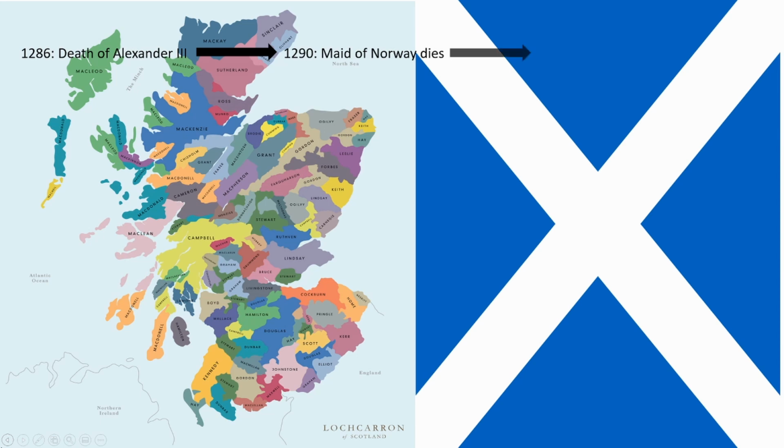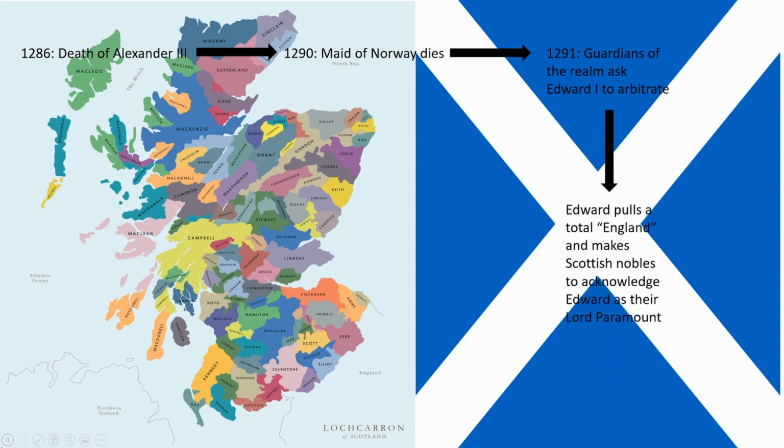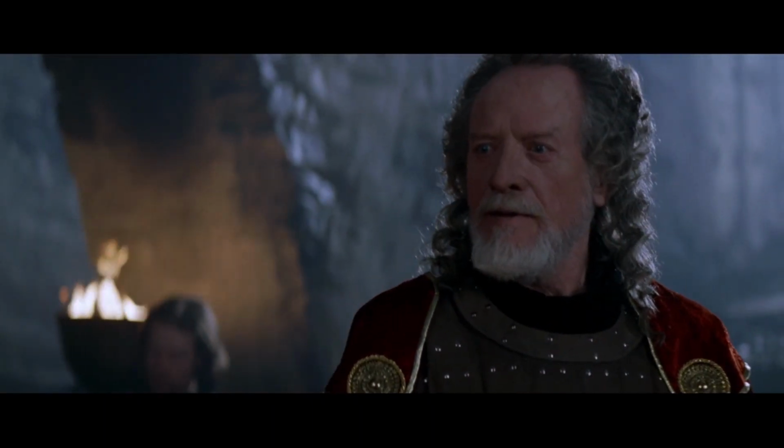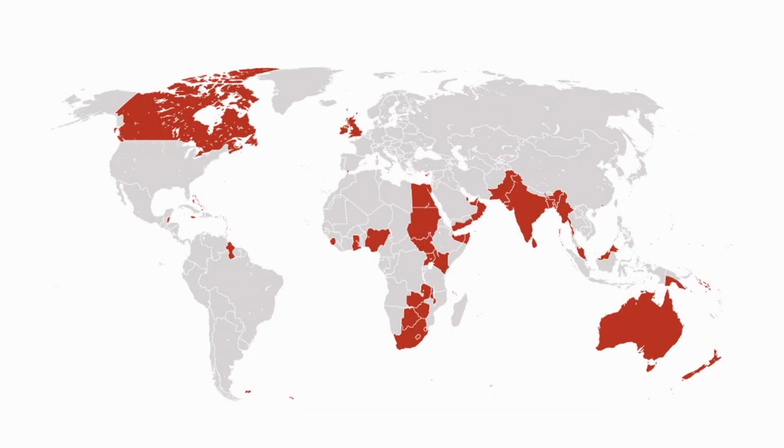At this time, a group of nobles formed the Guardians to look for the next king, which became known as the Great Cause. After the death of Margaret, there were 13 rivals that could conceivably succeed to the throne. Fearing civil war, the Guardians asked Edward I of England to arbitrate the succession. Edward I agrees to this, but pulls a total England and makes the Guardians acknowledge him as their Lord Paramount. England seemed to do this a lot in its history.